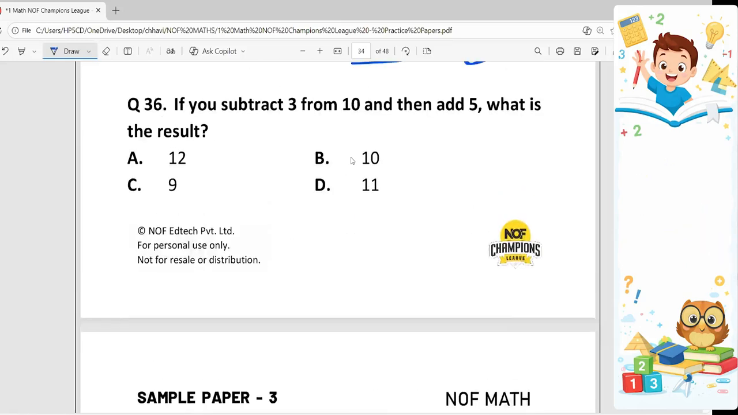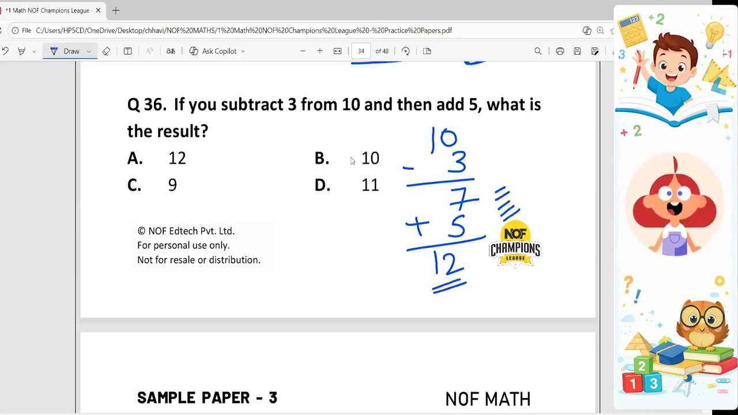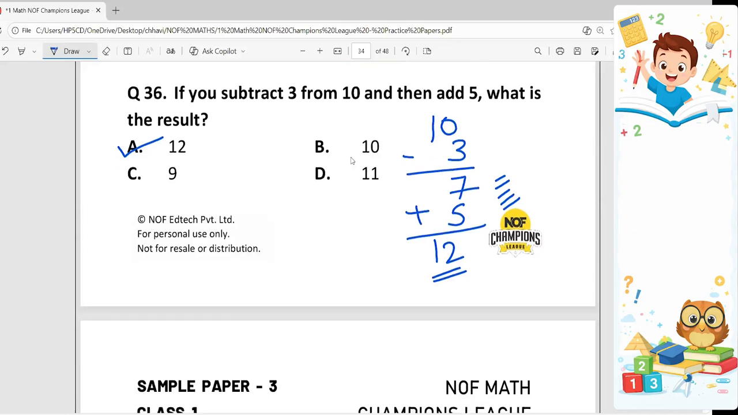36th. If you subtract 3 from 10 and then add 5, what is the result? If we subtract 3 from 10, we will get 7. And then if we add 5 to it, what will we get? We will get 12. See, 7, 8, 9, 10, 11 and 12. So 12 is the answer. Option A is the correct one.